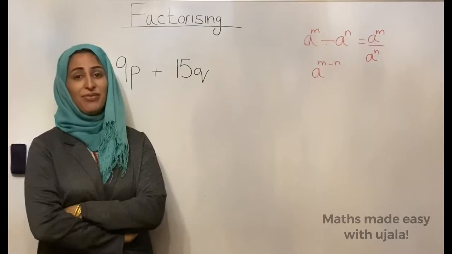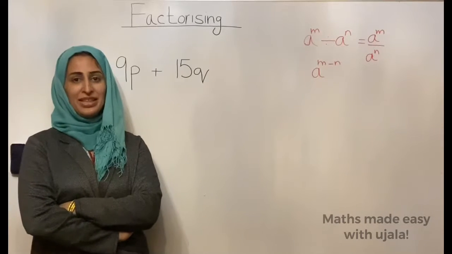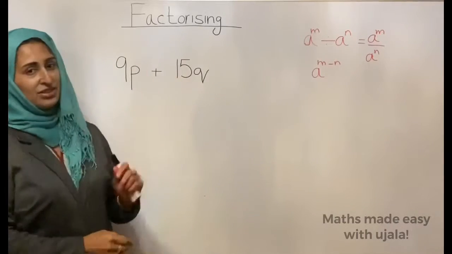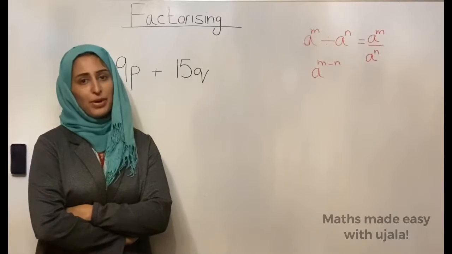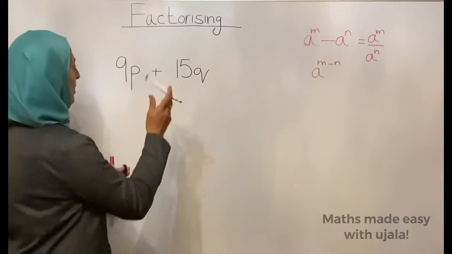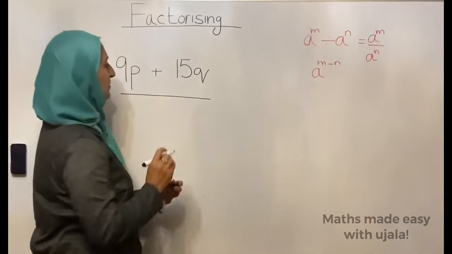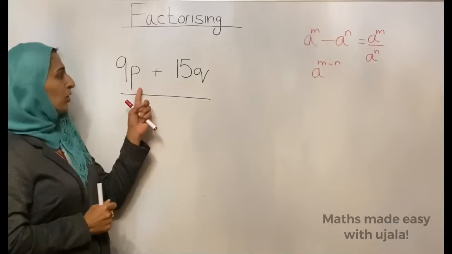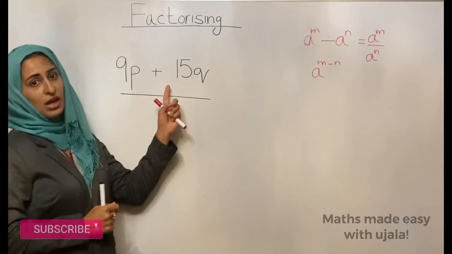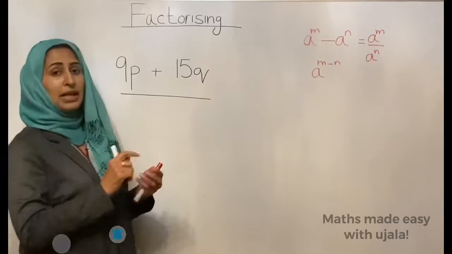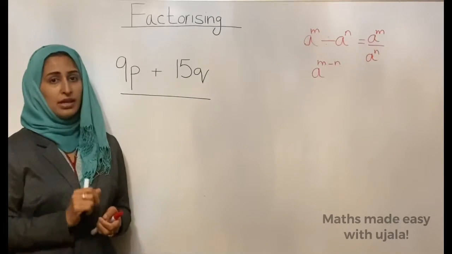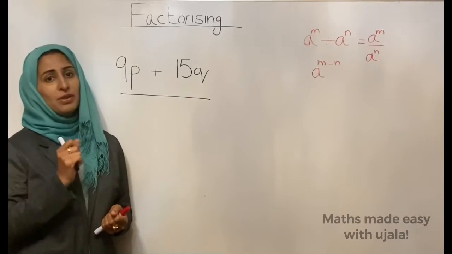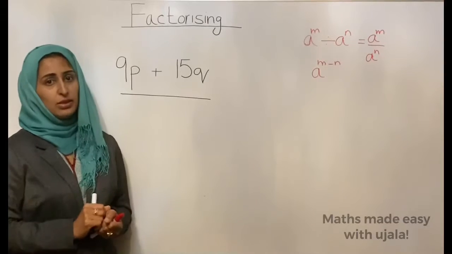Today's topic is factorization, and this topic is related to the previous topic of expanding brackets, because factorization is the opposite of expanding brackets. I've got one equation. In factorization, you look for the common factors in all the terms of the equation. These can be letters, these can be numbers. And when you are factorizing the numbers, you look out for the highest common factor in all the terms in the equation.